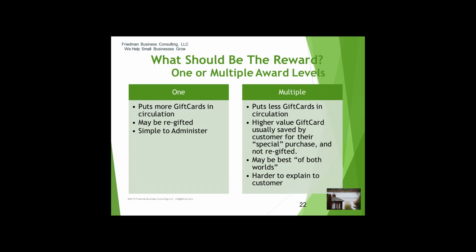In a one-level program, you get more gift cards in circulation. More of them may be regifted. It's the simplest to administer and explain to customers. In a multi-level program, you're physically putting fewer gift cards in circulation because some of them are a higher dollar value. If you have a very high dollar value on there, you will find that they may not be regifted.